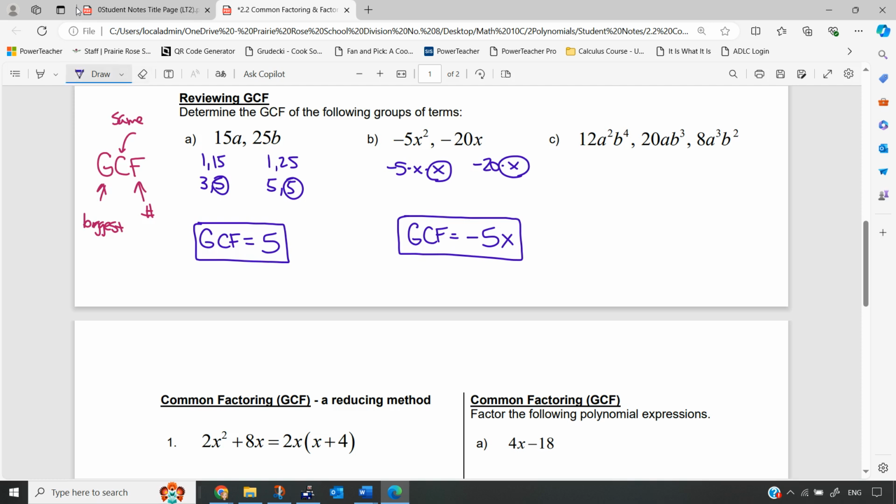8 is my smallest coefficient, so I'm going to look at the factors of 8, which gives me 1 and 8 and 2 and 4. Well, 8 doesn't go into 20 or 12, so that one's out. 4, however, goes into all 3 of them, so 4 is my GCF for the coefficient portion. Now I look at my variables. I have an a squared, an a, and an a cubed, so I can pull out an a. And then I have a b to the fourth, a b cubed, and a b squared. Now when I'm talking about pulling out, that means I'm dividing out my GCF. So my GCF for this is 4ab squared.